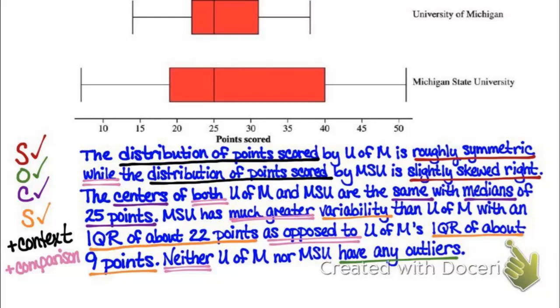Same thing with your variability. Ballpark it if you have to. If you have access to the exact values, use those exact values, and stick units in there.